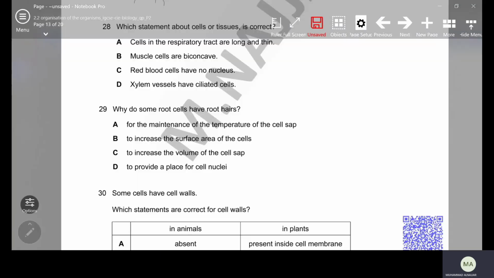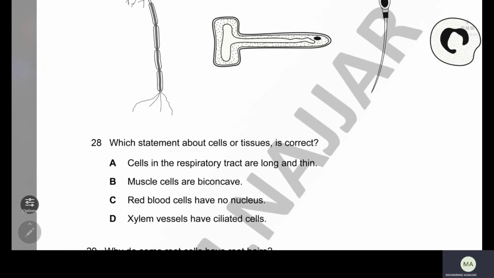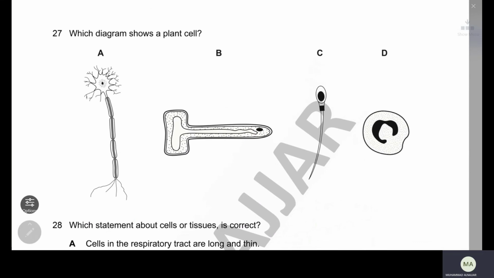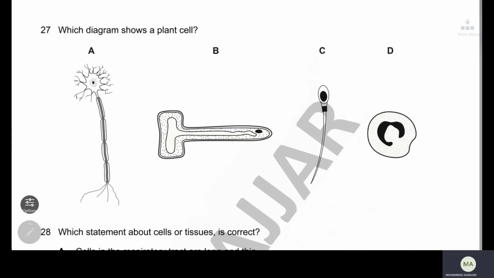So he is here saying in question number 27, which diagram shows a plant cell? It's very easy. I know the answer, but my key way in order to answer correctly, as I told you, is that we have to label. I know the answer, and I know that you know the answer, but it is a practice, so let's label to learn more. Here, A is an animal cell.